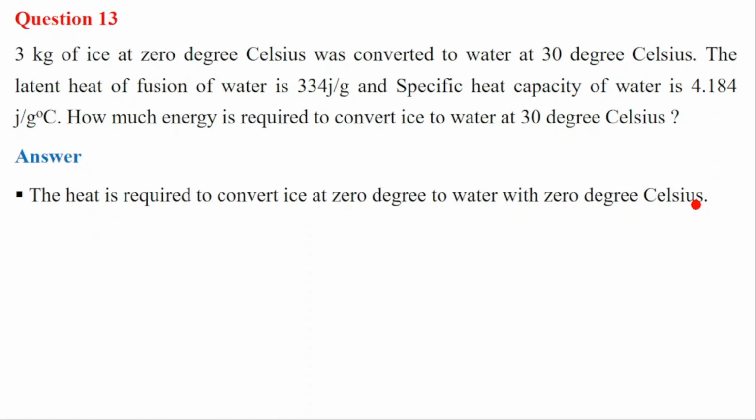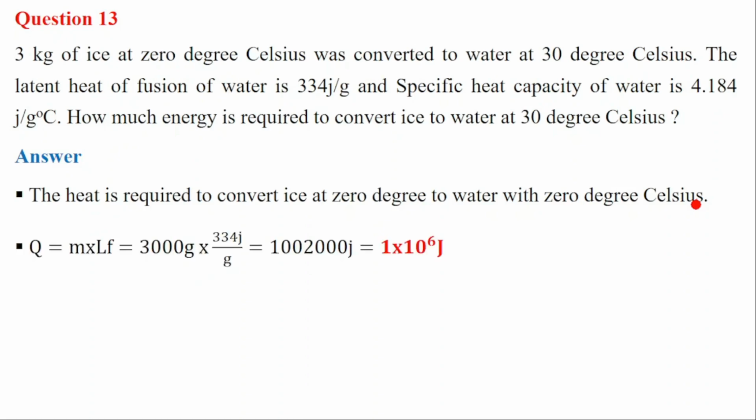In that case, we are going to use the latent heat of fusion. So the Q required to melt the ice, to compute the phase change, will be equal to the mass times the latent heat of fusion. So we need to change the mass into gram. 3 kilogram is equal to 3,000 gram. Then times the latent heat of fusion. Then you get 1 times 10 power 6 joule as the heat required to change the phase, to melt the ice. Then after melting the ice, we have water at 0 degrees Celsius.